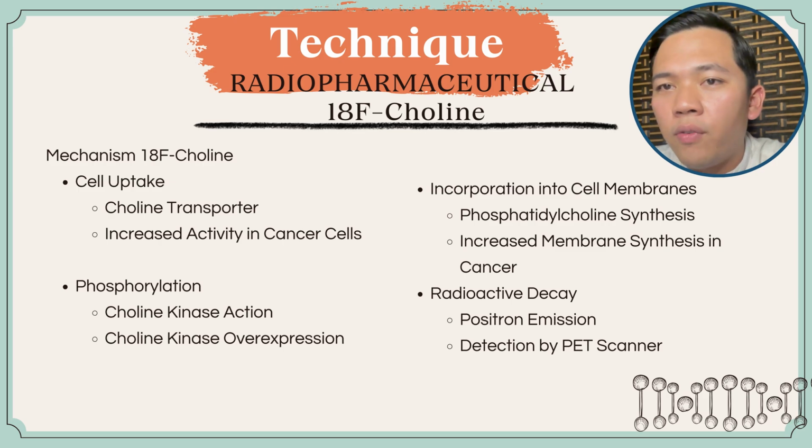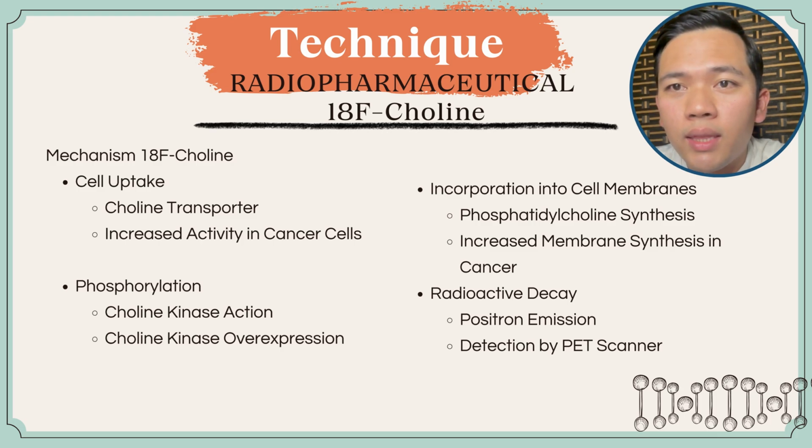The mechanism of radioactive decay. Fluorine-18 in 18F choline undergoes radioactive decay, emitting a positron. This positron travels a short distance before colliding with an electron and results in an annihilation event that produces a pair of gamma photons. The PET scan detects these gamma photons and constructs images showing the distribution of 18F choline in the body.